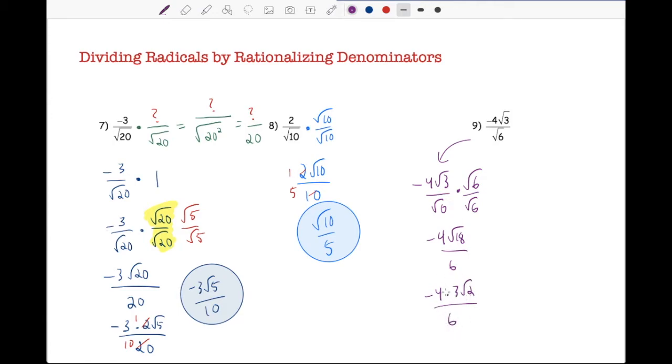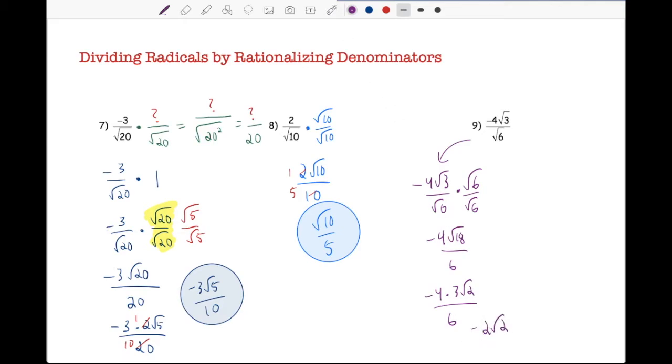And then here you could cancel the 3 over 6 to make it 1 over 2, or you could just realize real quick that negative 4 times 3 root 2 is negative 12 root 2. Divide that by 6 and you get negative 2 root 2. So that's our final answer here, which is like starkly different.